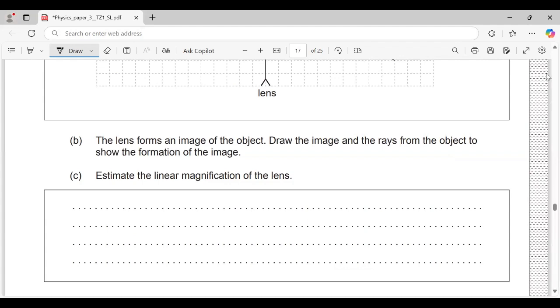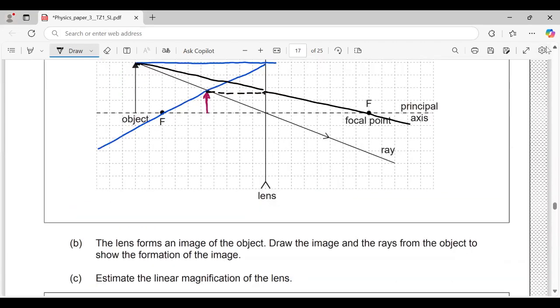Estimate the linear magnification of the lens, right? So we need to find the object distance and the image distance. That's the object distance: 1, 2, 3, 4, 5, 6, 7, 8, 9, 10. 10, and this is the image distance: 1, 2, 3, 4.5, right? 10 and 4.5.